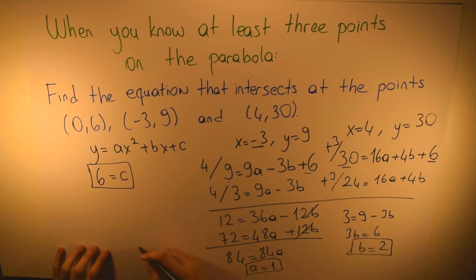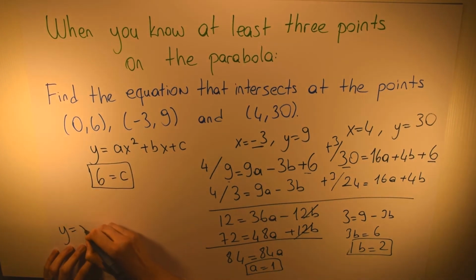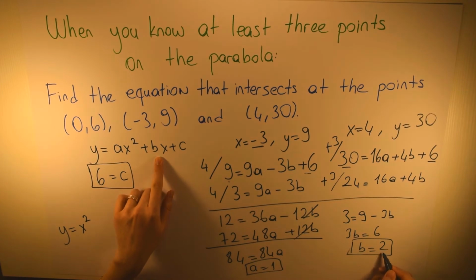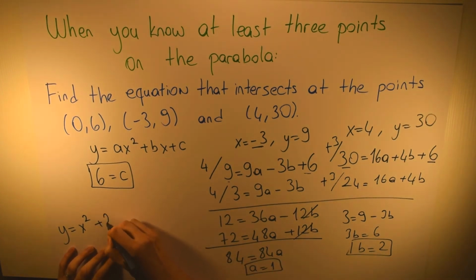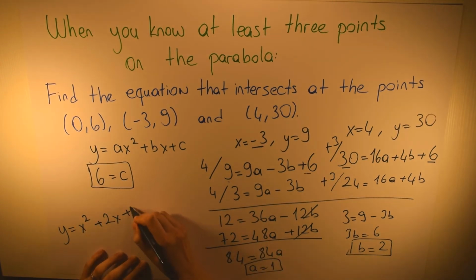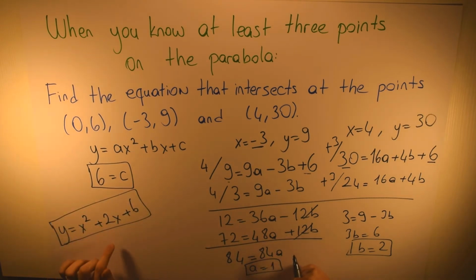So from here we found our equation, which is y equals ax squared, so a is 1, x squared, plus bx, b is equal to 2, plus 2x, and plus c, which is equal to 6. So as you can see, this is our equation.